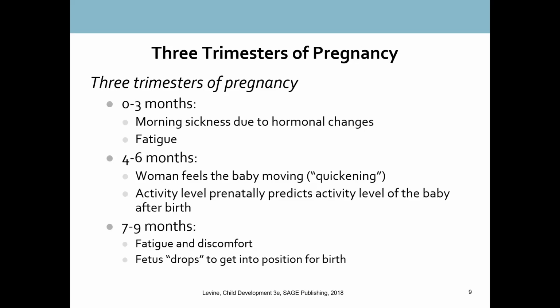This second section does start off with the 3 trimesters of pregnancy. Make sure you do not get those confused with the 3 stages of prenatal development that we went through in the first section. The 3 trimesters just refer to three-month periods. Most people are familiar with them.